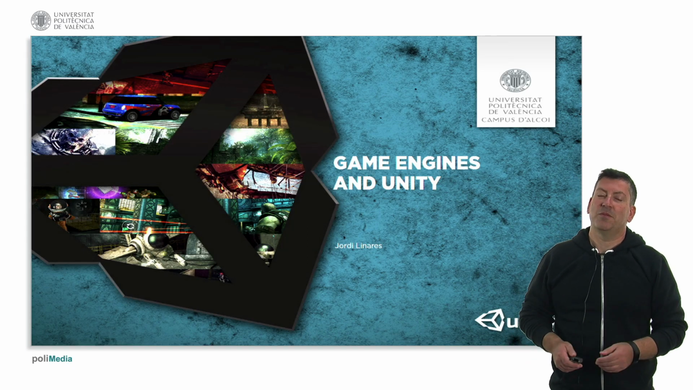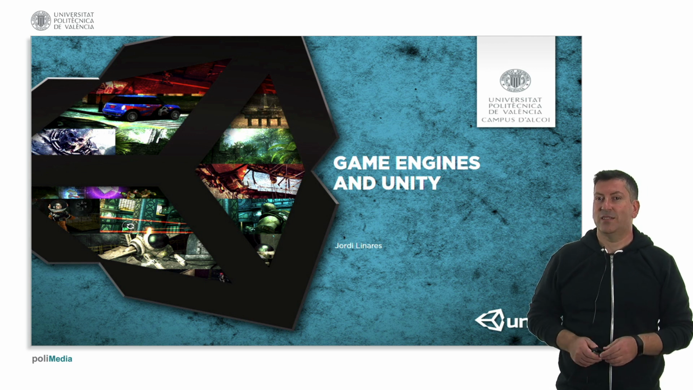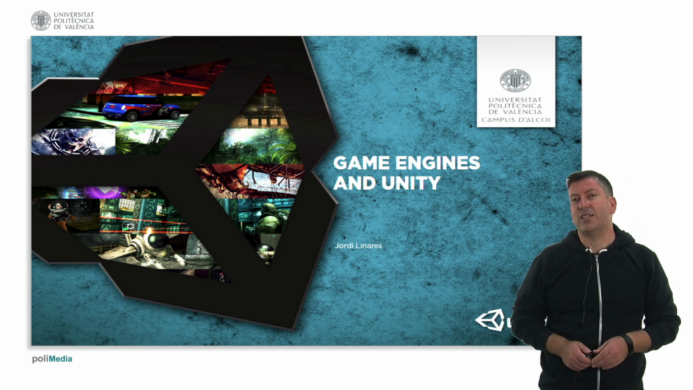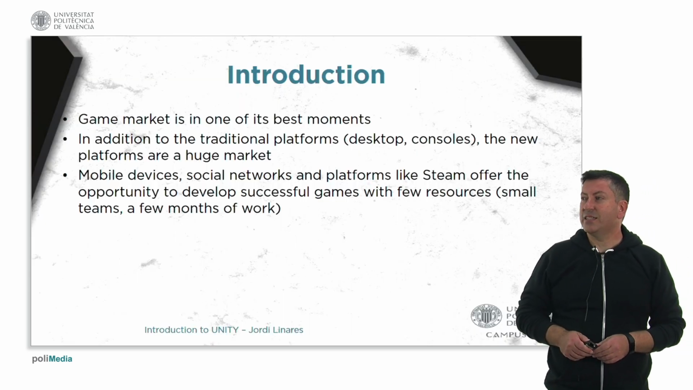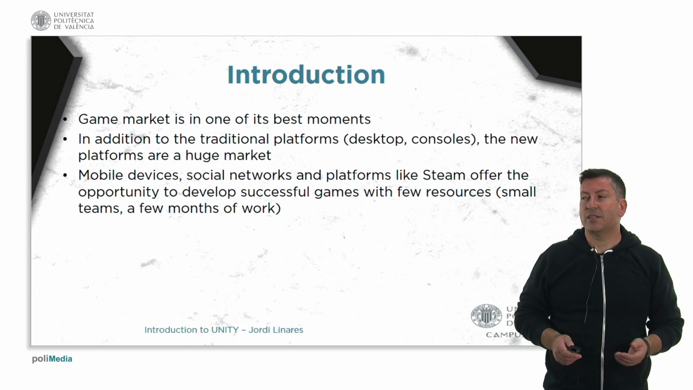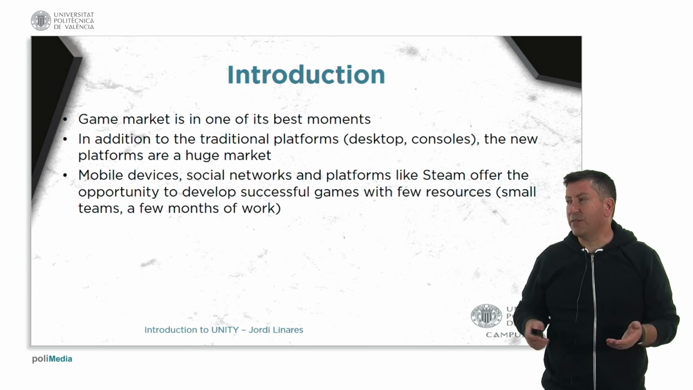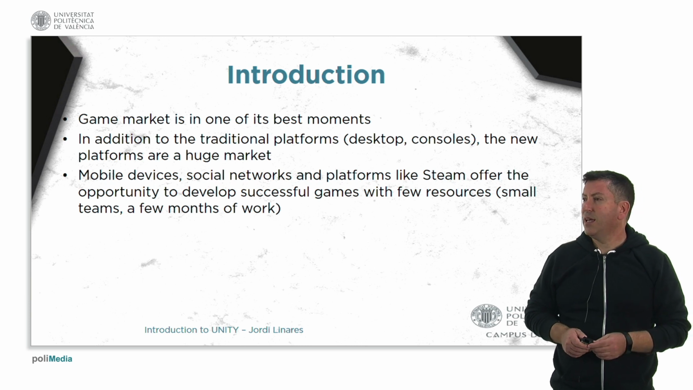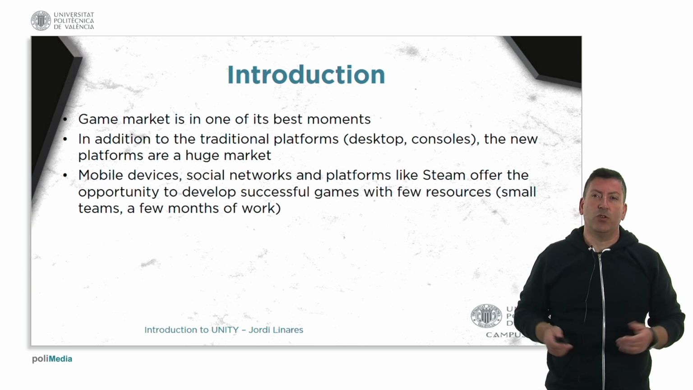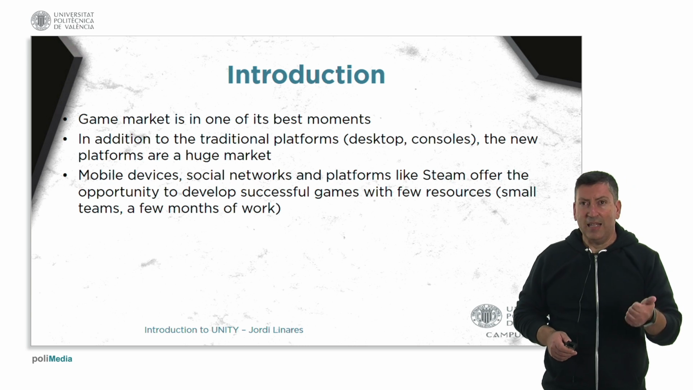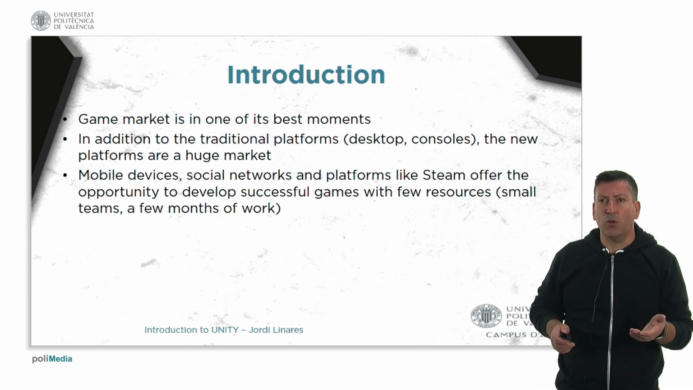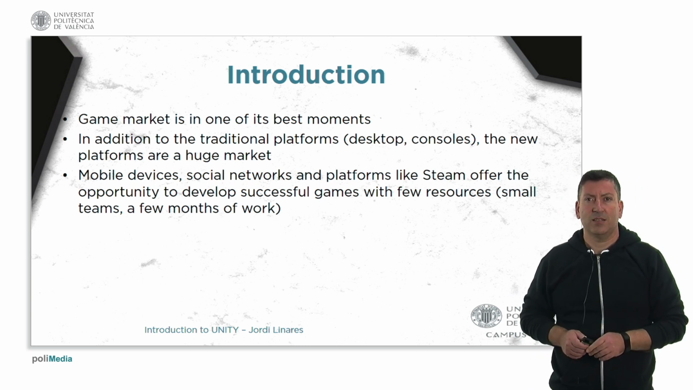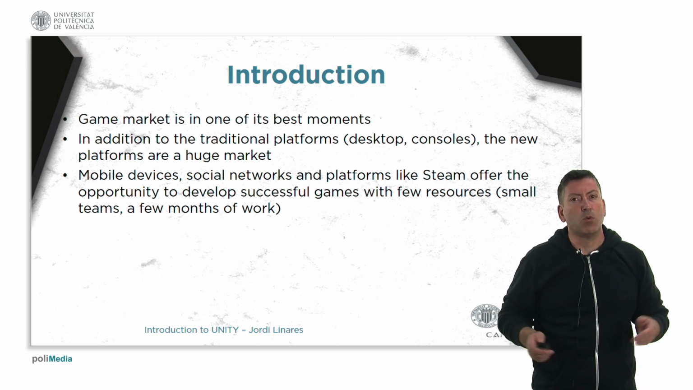In this first video, we are going to talk about game engines and, of course, the main characteristics of Unity. The game market is in one of its best moments. In addition to the traditional platforms, desktop and consoles, the new platforms are a huge market. Mobile devices, social networks, and platforms like Steam offer the opportunity to develop successful games with few resources, small teams, a few months of work.